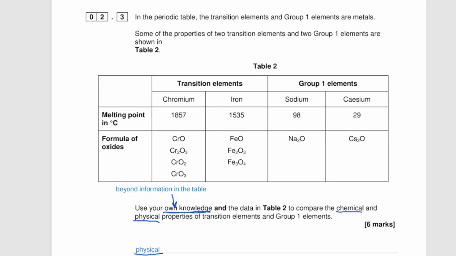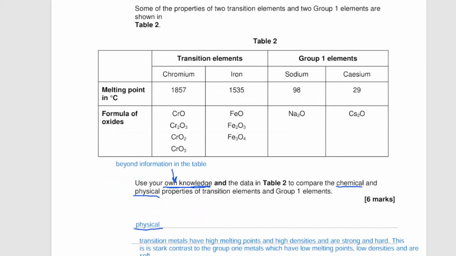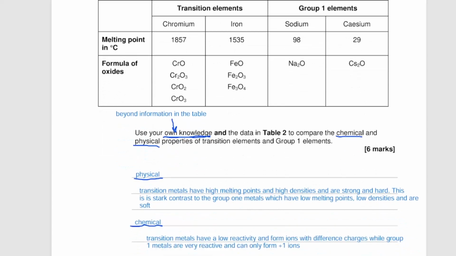For their physical characteristics, transition metals have high melting points and high densities and are strong and hard. This is in stark contrast to the group 1 metals, which have low melting points, low densities, and are soft. You may remember watching a video where you can cut a group 1 element with a knife. And for chemical characteristics, transition metals have a low reactivity and form ions with different charges, while group 1 metals are very reactive and can only form +1 ions.